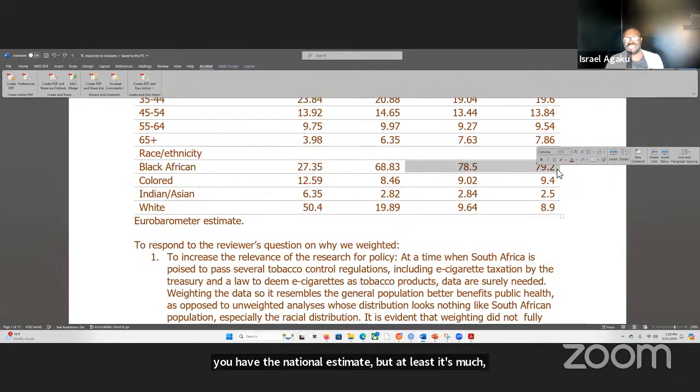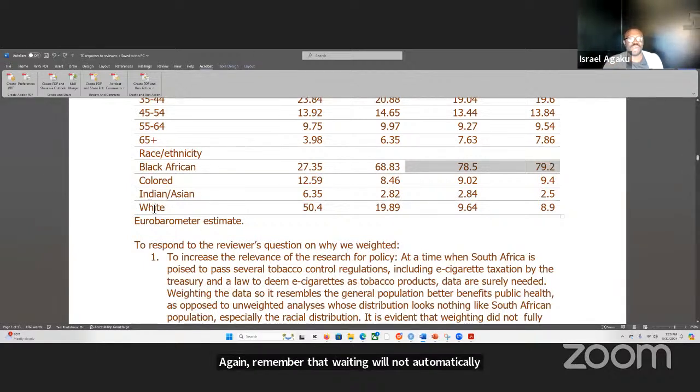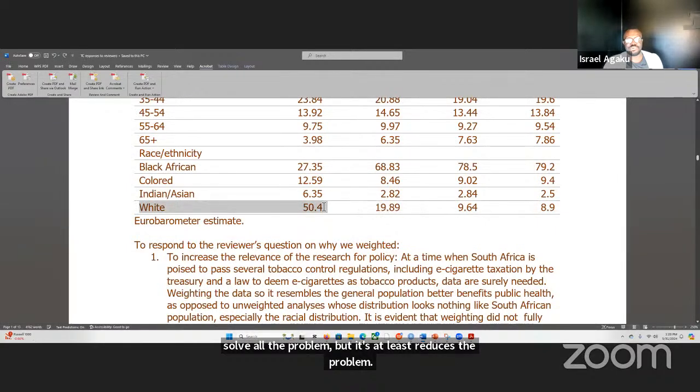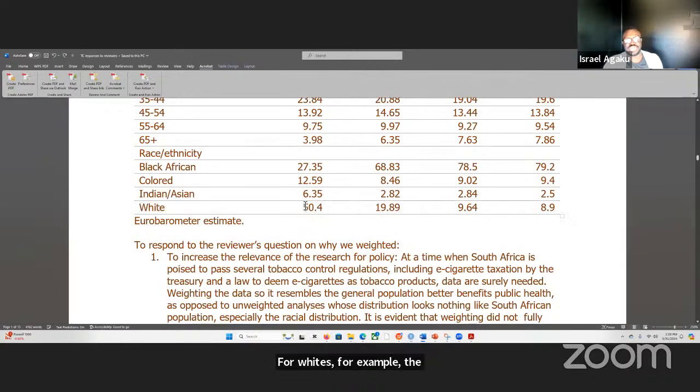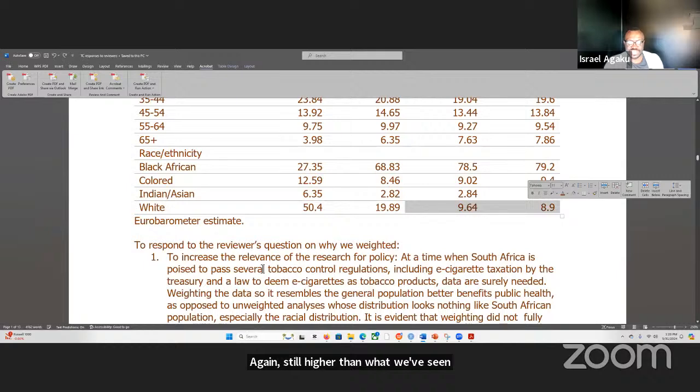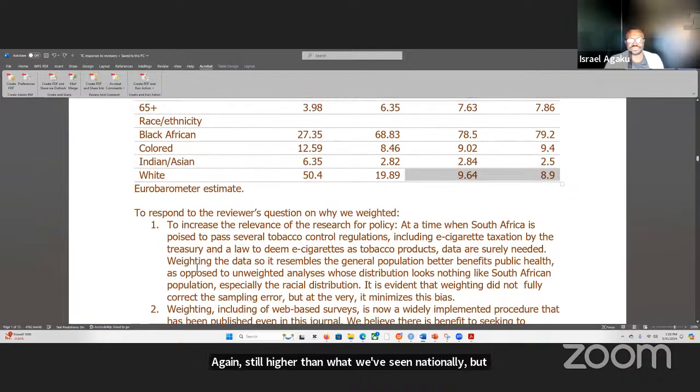Again, remember that weighting will not automatically solve all the problem, but it at least reduces the problem. For whites, for example, the unweighted sample showed that 50.4% were white, but after we weighted the data, that percentage dropped to 19.8. Again, it's still higher than what we see nationally, but at least greatly improves the distribution.